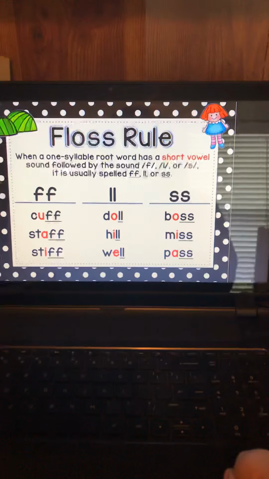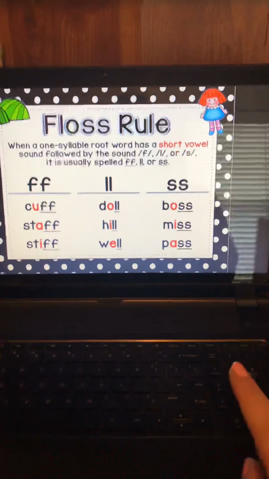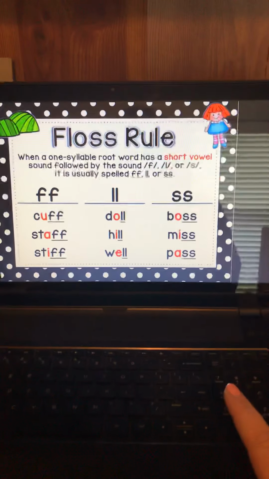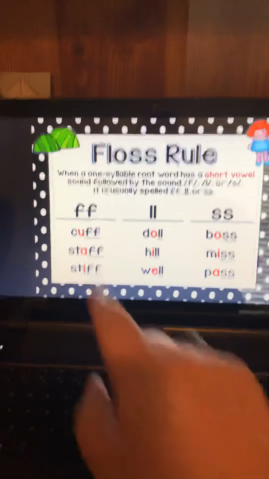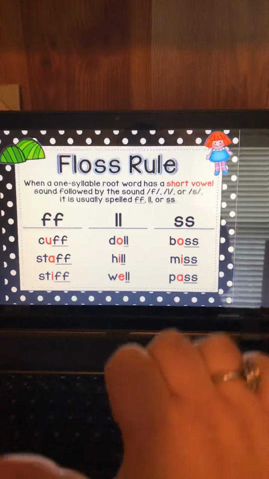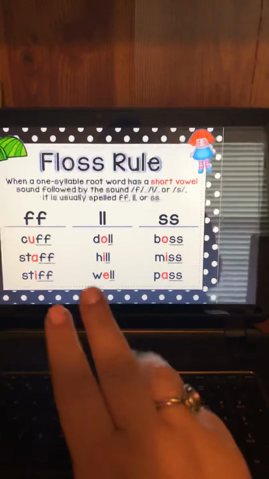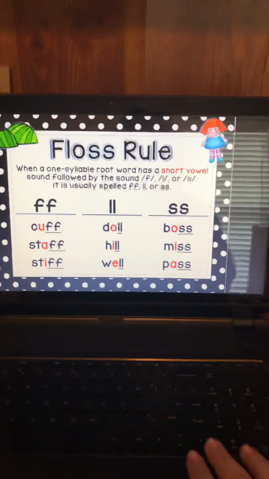Remember when we double the letters. So when a one syllable root word has a short vowel. So those are, let's say all the short vowels together. A, I, A. Very good. Let's keep going.